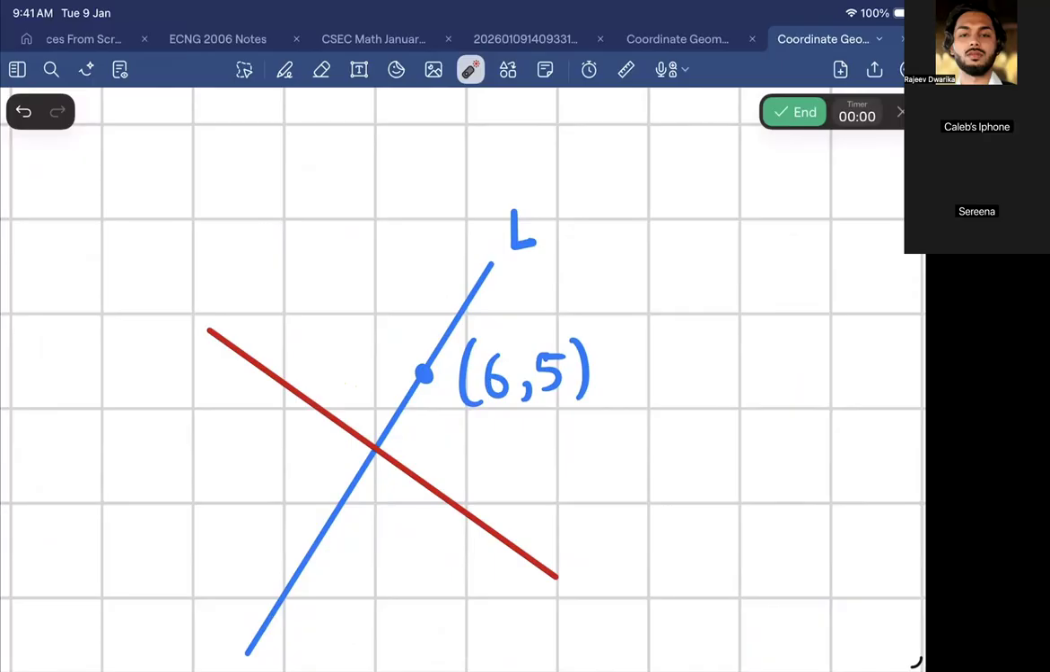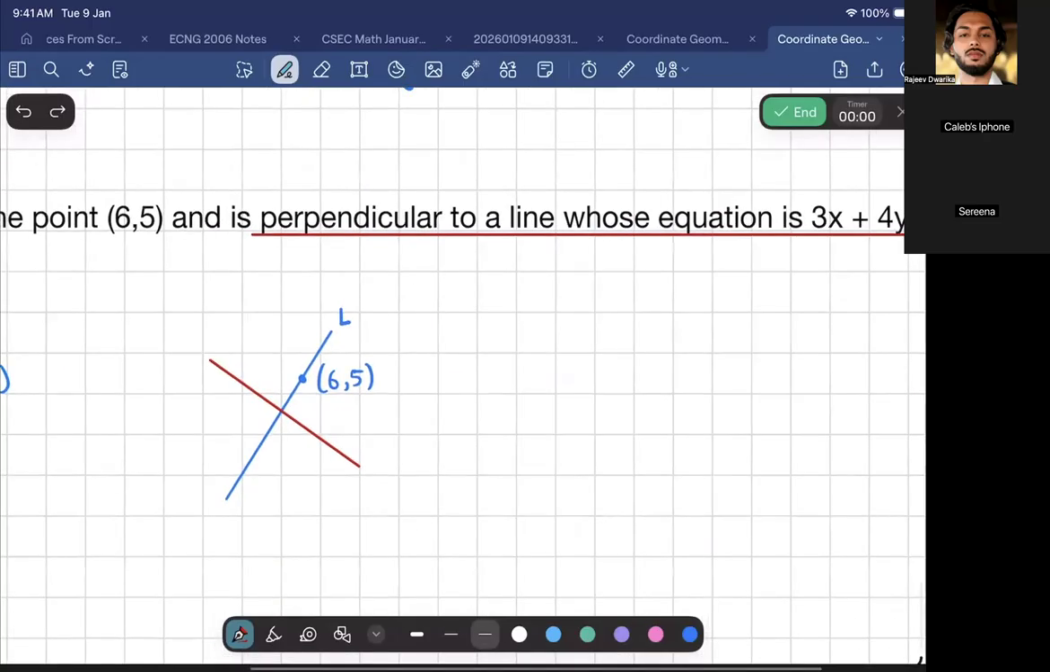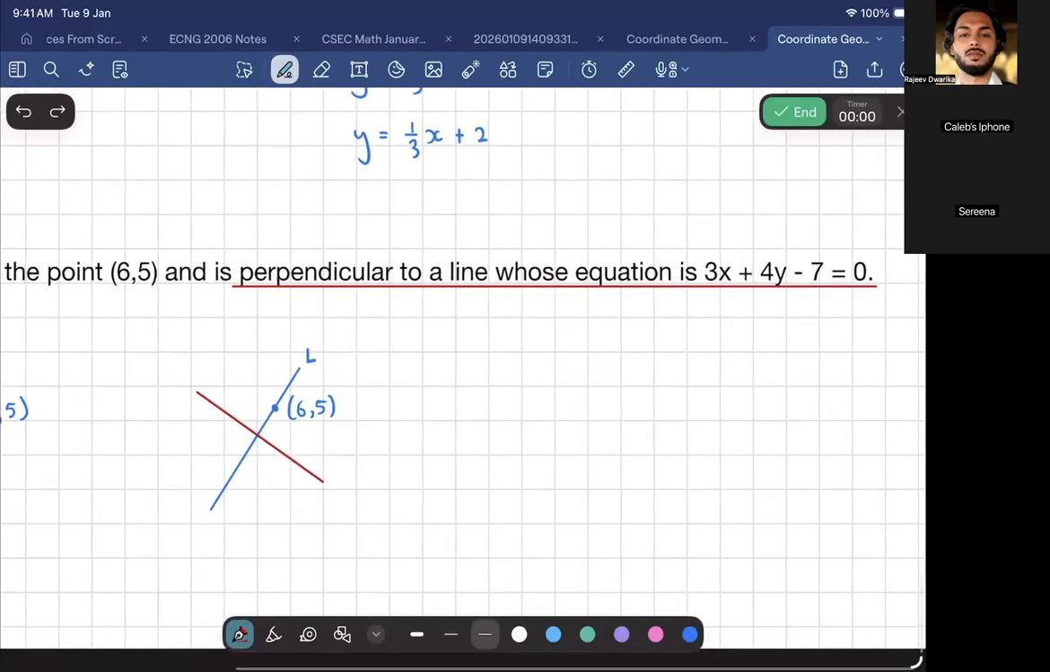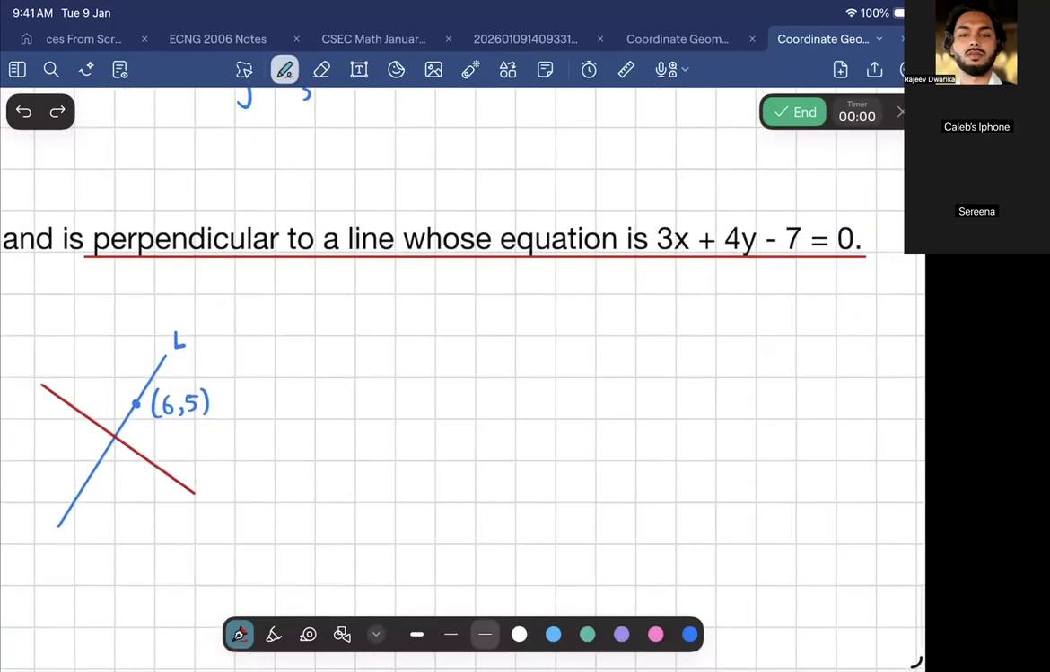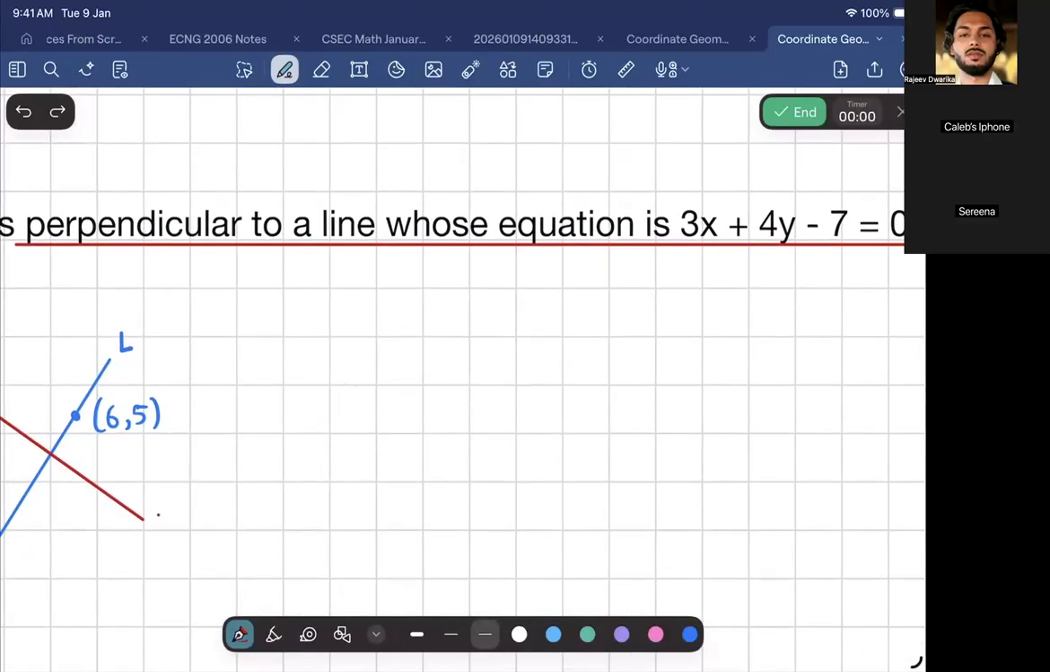Now I want you to understand what I mean. If I told you that the gradient of this line was a quarter, what would the gradient of this line be? Minus 4, minus 4/1. Excellent. So my question for you, Caleb: did they give us any information about the perpendicular line? What did they give us? The equation of it. What was the equation of it? 3x plus 4y minus 7 equals 0.